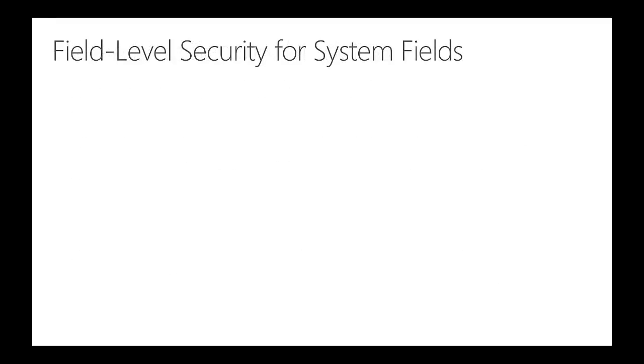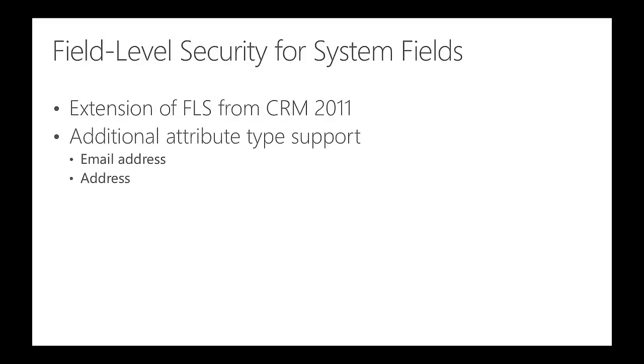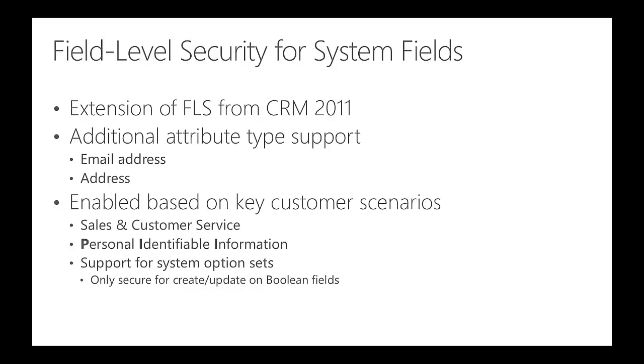I'll next talk about the field level security for system fields. This is an extension from the field level security from the CRM 2011 version, with the additional attribute type support for email address and address. I will talk more about that in 1 or 2 slides' time. We have it enabled based on key customer scenarios. So for example, we have the sales and customer service. We have the PII, which is the personal identifiable information. We have support for system option sets, which is only secure for the create and update on Boolean fields.